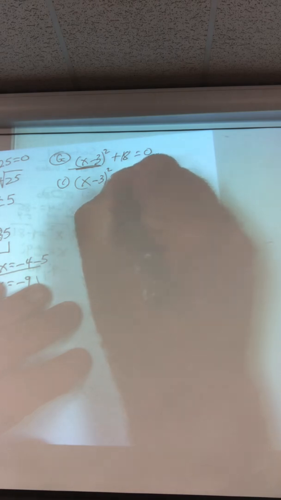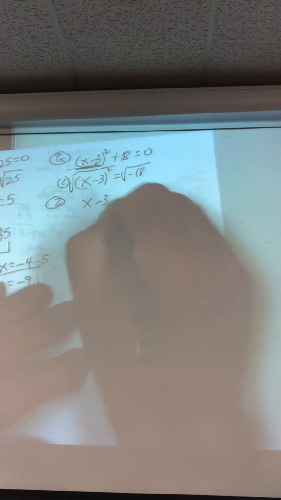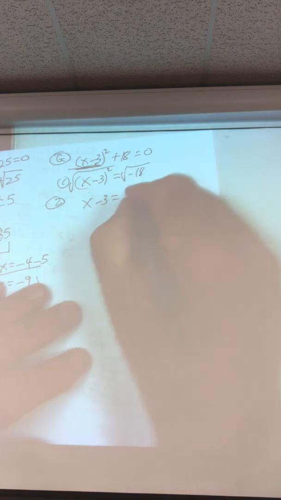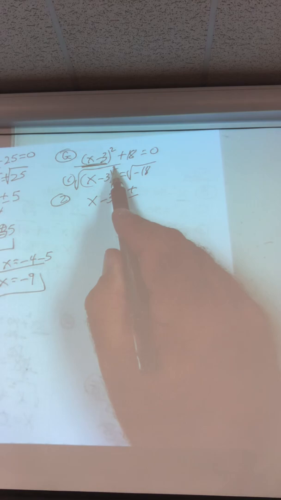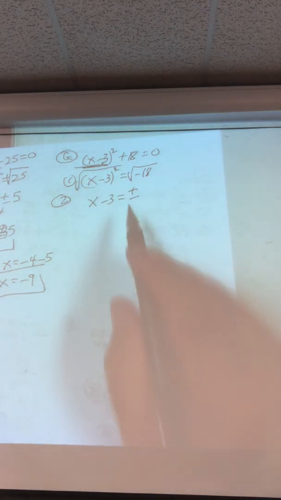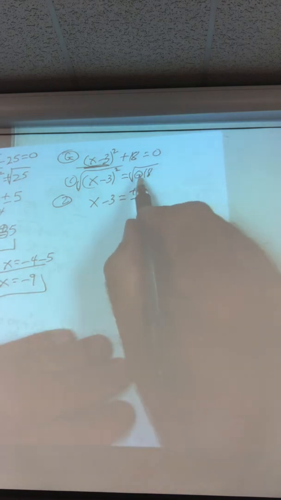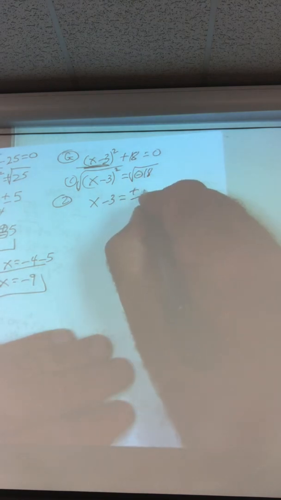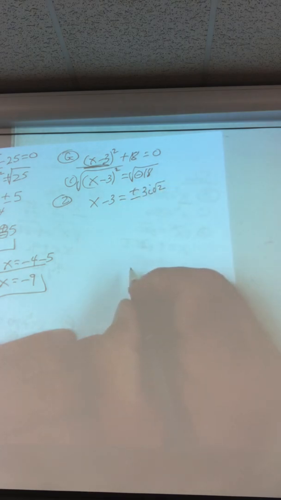Step 1, isolate the squared term. Subtract the 18 from both sides. Step 2, take the square root of both sides. So when you take the square root of this squared, it gets rid of the square, plus or minus. Now, I know there's going to be an i in the problem. And 18 is 9 times 2, and the square root of 9 is 3. i square root of 2.